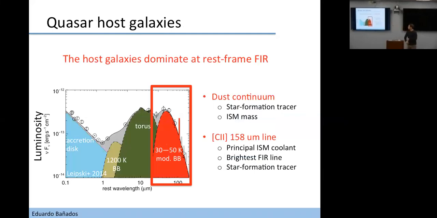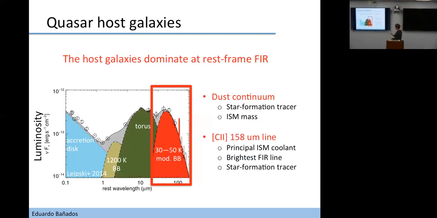So I showed you this plot at the beginning. I told you that when you go to the far infrared, then the dominant source is the host galaxy, the dust coming from the host galaxy, not the accretion disk. So this is far infrared, and when we go all the way to redshift 6, the far infrared is shifted to the millimeter band. And we now have powerful telescopes that can look exactly at that regime, like ALMA.